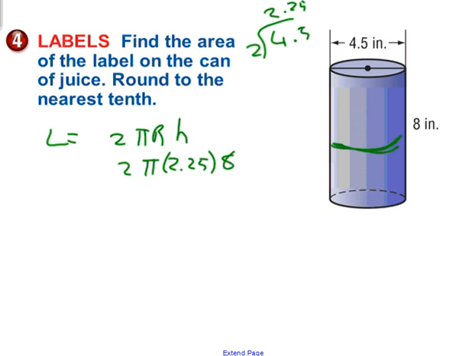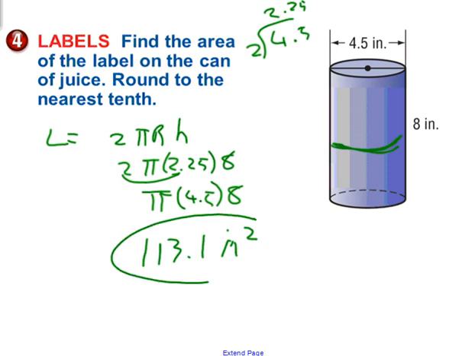All right, so I'm going to multiply those together. I'm going to get pi times 2.25 times this 2 here. So I'm going to make that back into the 4.5 times 8. So it's pi times 4.5 times 8. And I get 113.1 inches squared. Inches squared is the lateral surface area.